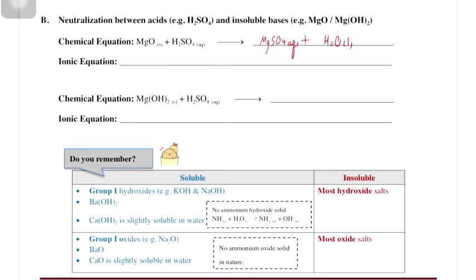So the ionic equation will remain as magnesium oxide plus the hydrogen ions released from sulfuric acid. Remember, each sulfuric acid molecule will release 2 hydrogen ions. It's dibasic, so it should react with 2 hydrogen ions, and then it will give 1 magnesium ion and also water. Double check the equation is balanced, and then you need to write the state symbols as well.